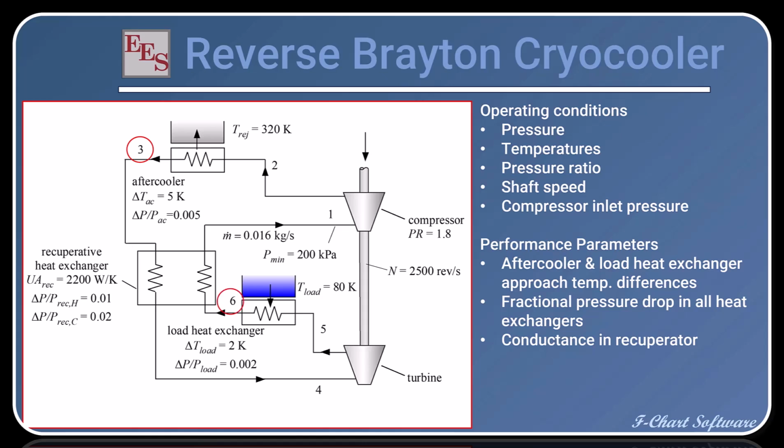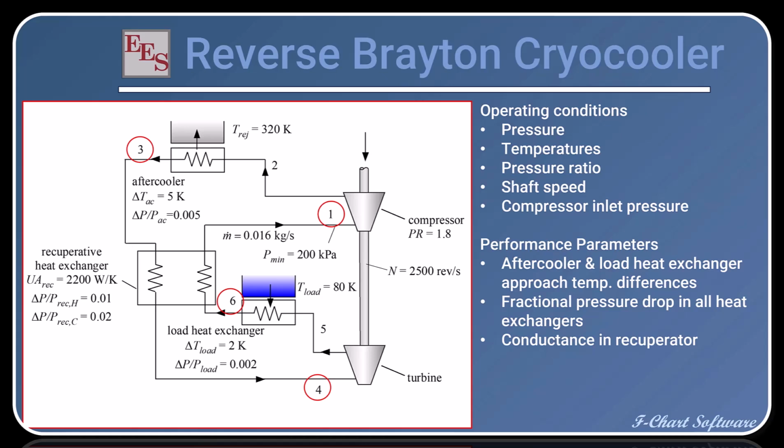The temperature leaving the load heat exchanger must be the load temperature minus the load heat exchanger approach temperature difference. So I know T6, that specifies that state. If I know 3 and 6, then if I go to the component library and pull out the right model of a recuperative heat exchanger, it ought to tell me how that's performing, allowing me to get the enthalpies leaving at state 1 and state 4.